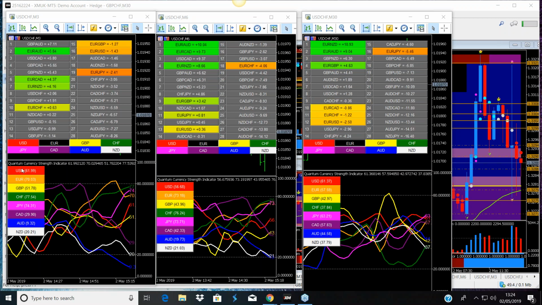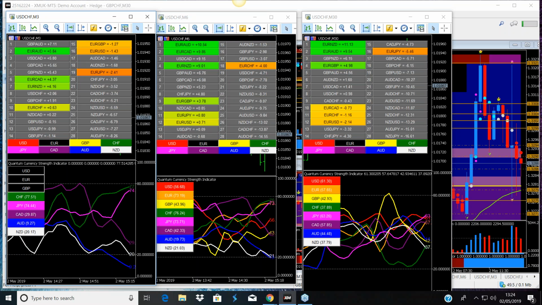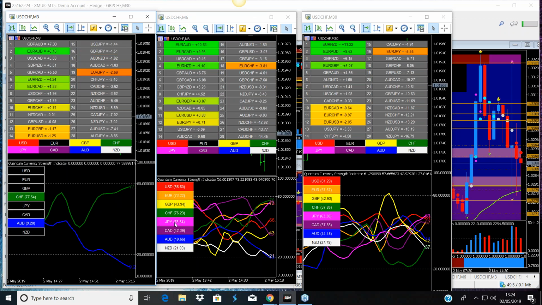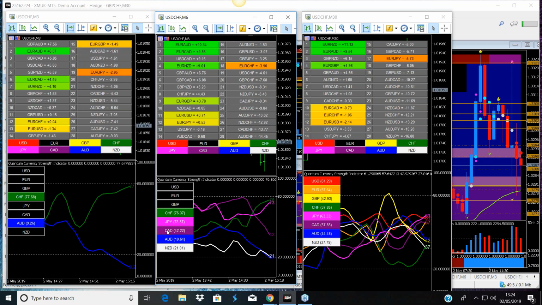So it really does highlight one issue. As you can see on the left there, the Aussie Swiss, the Aussie is very heavily oversold. The Swiss franc has got a little way to go on 3 minute before it gets up into overbought.